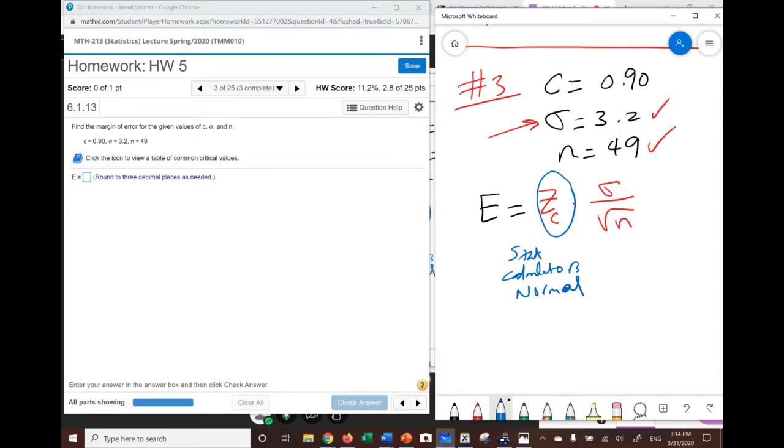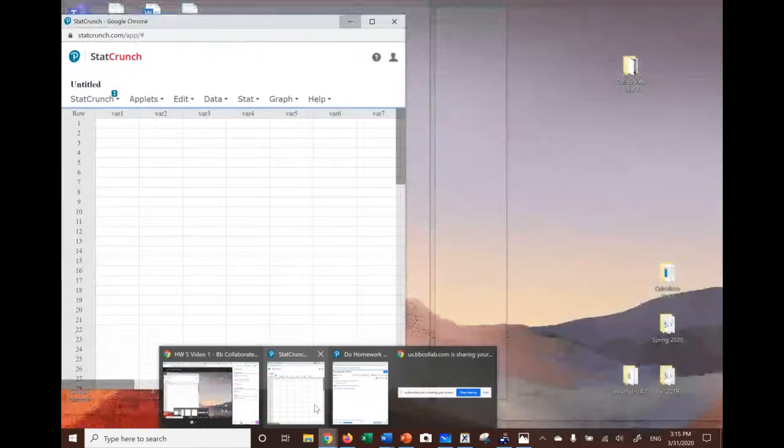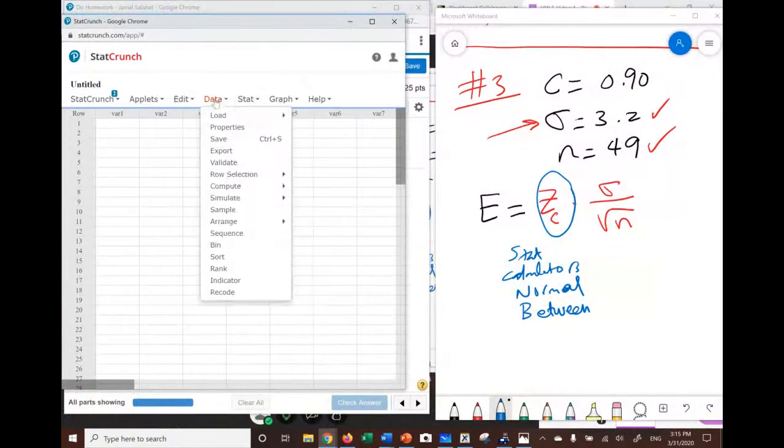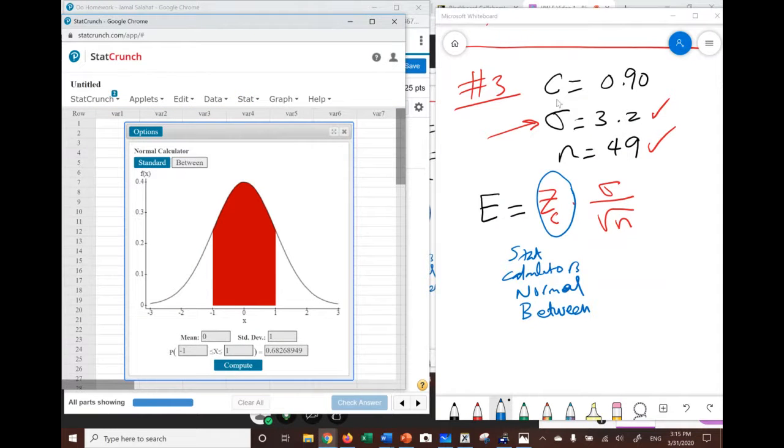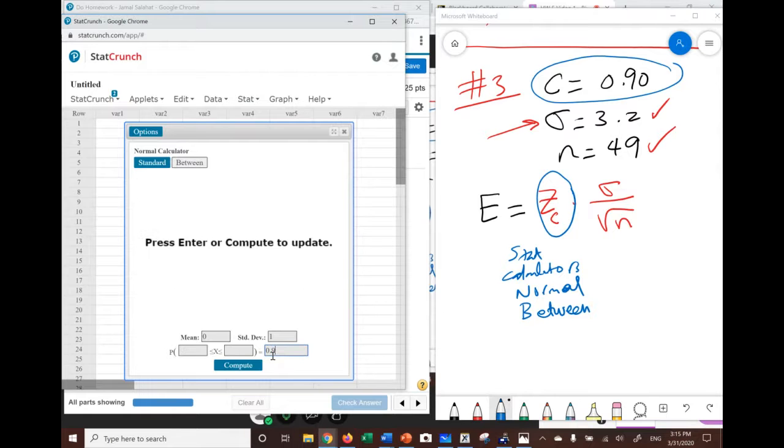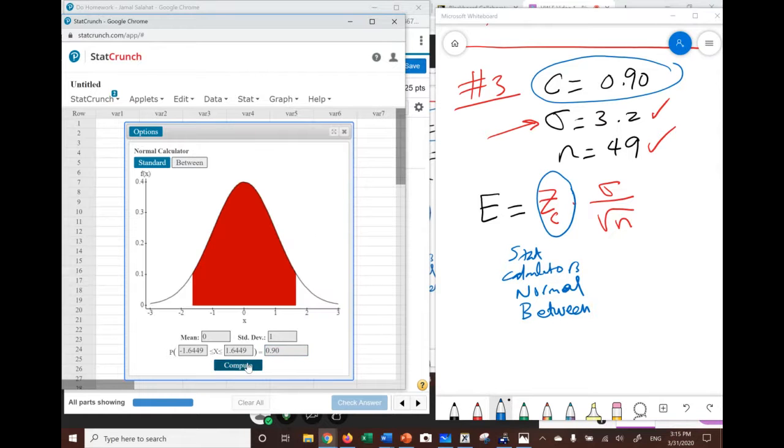And since we know what the C is, we're going to fill in the C, and we don't forget the between. And when we plug in the C in the last box, this should give us the answer we're looking for. So let me just redo this in here with StatCrunch: stat, calculators, go to the right to normal, and don't forget the between. And since C is 0.9, circling the C, you're going to go in there and just put 0.90, and that should give you the Z critical.